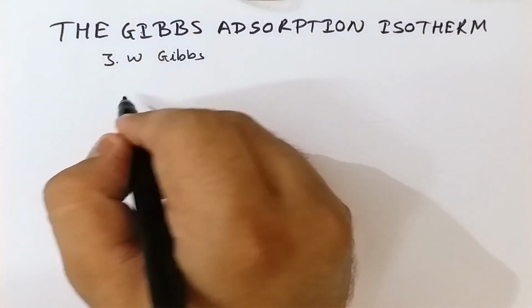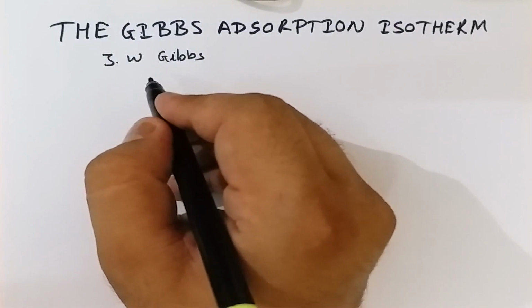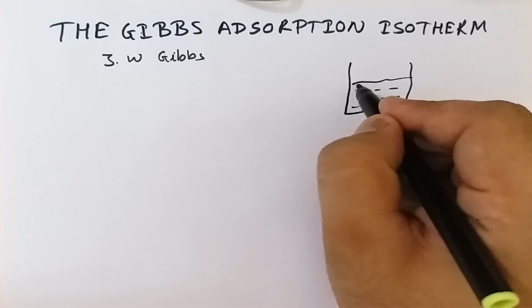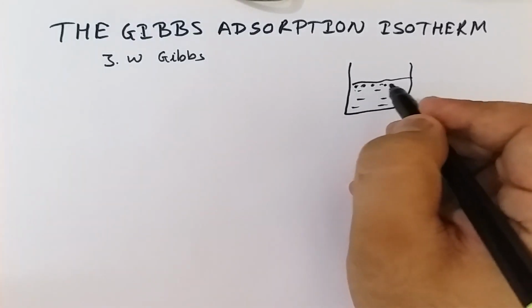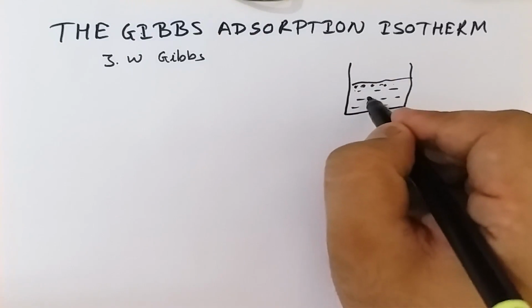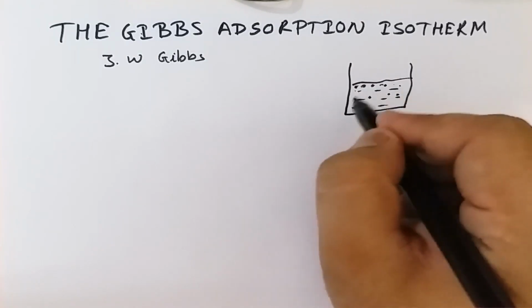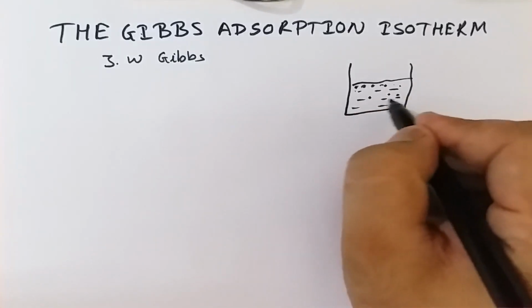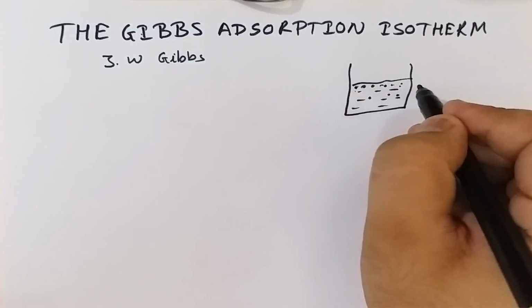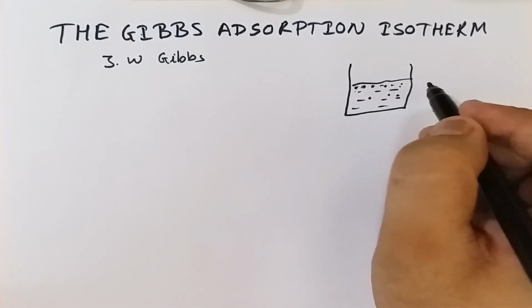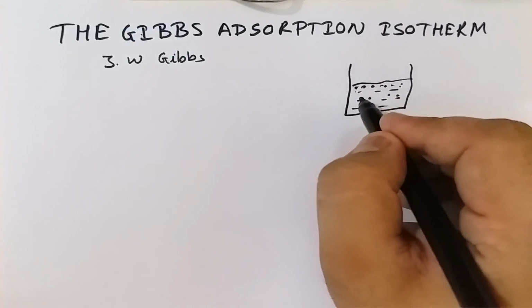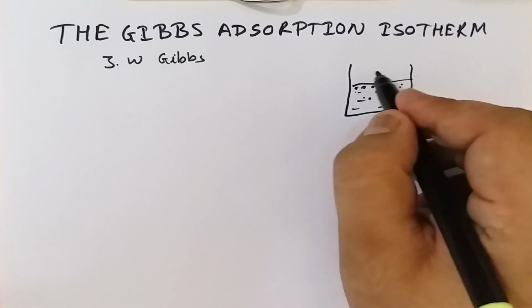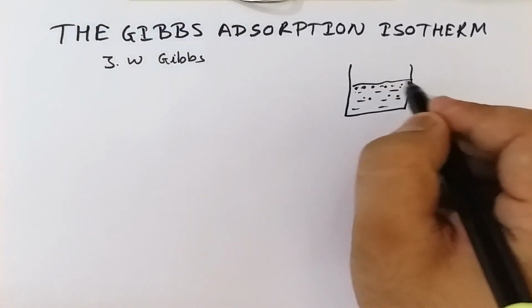Now in the case of a solution, we know that the concentration of the solute at the surface, so suppose this is our solution, is generally different from that in the bulk. There is a marked difference between the amount of solute molecules present in the bulk and on the surface. And if the surface tension of the solute is lower than that of the liquid, then the solute molecules tend to accumulate on the surface of the liquid, thereby decreasing its surface tension.